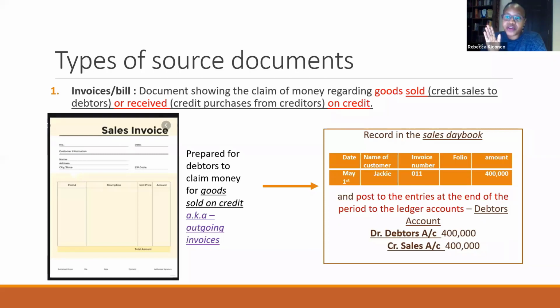So at the end of the period, we post to the ledger account called the debtors. So we debit the debtors' account with 400,000. Remember, debtors are assets, that's why we debit them. And we credit our sales with 400,000 because we have sold goods. And remember, our sales accounts have credit balances. When sales increase, we credit. When assets increase, we debit. And that is what has happened. We have got assets called debtors, and we have made sales.